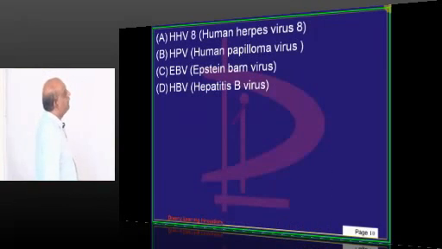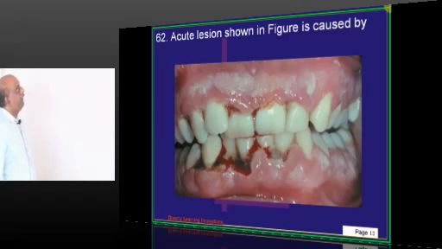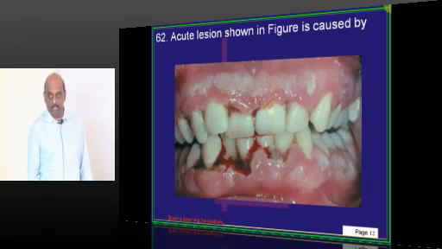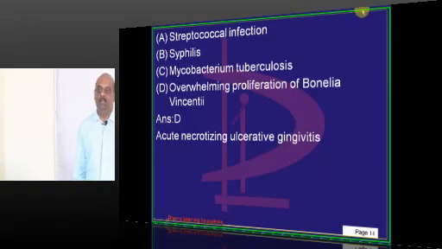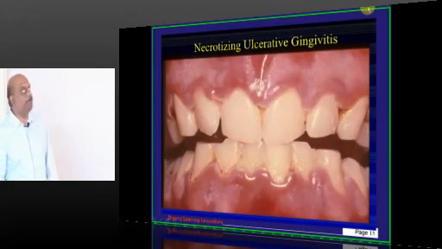So it is the Kaposi's sarcoma which is caused by human herpes virus 8. Now what is this acute lesion called? It is called ulcerative gingivostomatitis, which is typically caused by Borrelia vincentii, which leads to the development of it.